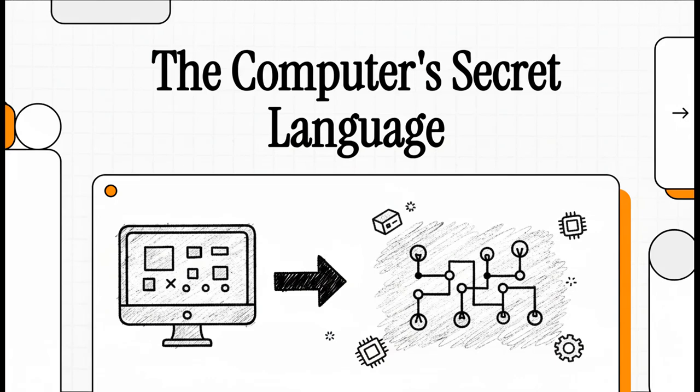Welcome to The Explainer. Today, we're going to decode the secret language of computers. We're breaking down how everything you see and do on a screen is built from a super simple but really elegant sequence of just two numbers, 1 and 0.